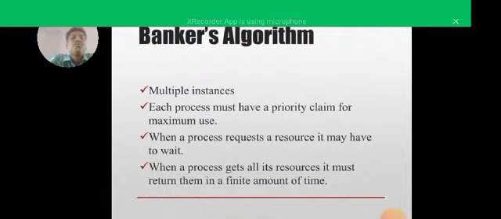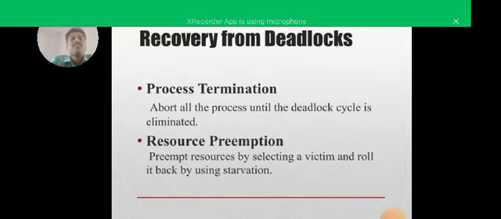Banker's algorithm. Each process must have a priority claim for maximum use. When a process requests a resource, it may have to wait. When a process gets all its resources, it must return them in a finite amount of time. Okay, these are the points of banker's algorithm to avoid and prevent the deadlocks.